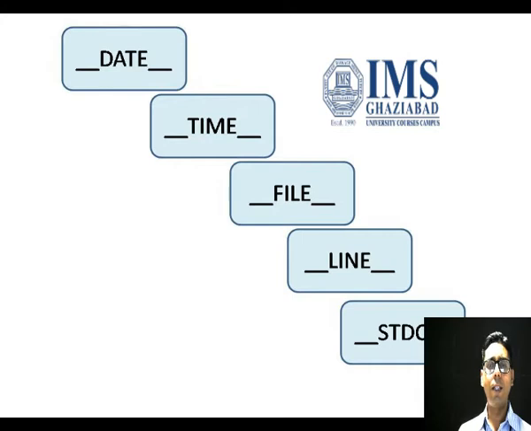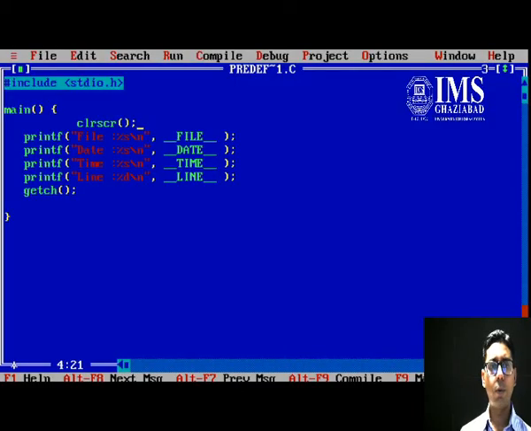__LINE__ contains the current line number as a decimal constant, that is, an integer value. And finally, __STDC__ is defined as 1 when the compiler compiles to the ANSI standard, so it provides 1 if the compiler follows the ANSI standard. So these are all about the predefined macros. Now let's check these predefined macros with the help of a program. So here is the program showing all these predefined macros.